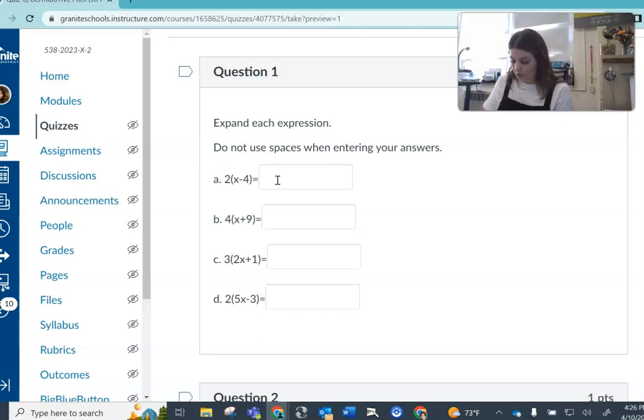So A is 2x minus 4. D is actually let's do C. 3 times, sorry, I'm just writing these down on a piece of scratch paper so I can show you how I do them.